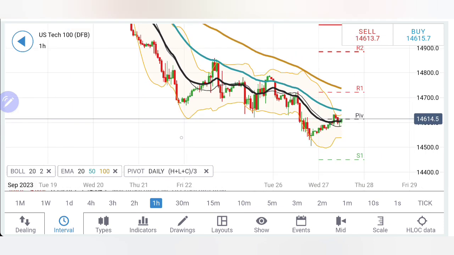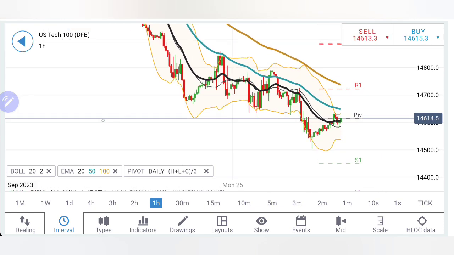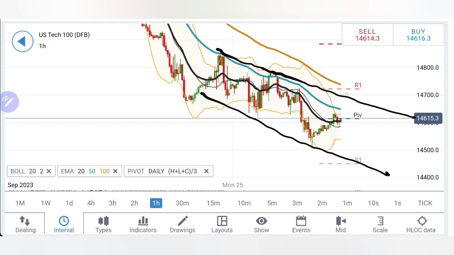Let's start first with the hourly charts. On the hourly charts, you can note that Tech 100 is still trading in this bearish channel. On the upside, 14,700, 725 is the major resistance which it needs to break past. Only if it stays above 14,700, 720, can we say that it is on the path of a reversal, and possibly beyond that 760, 800 levels will be seen.